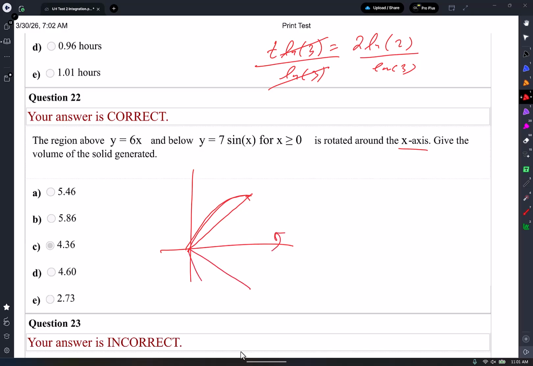X-axis. So here it is. It kind of looks like Pac-Man a little bit. What shape is this?